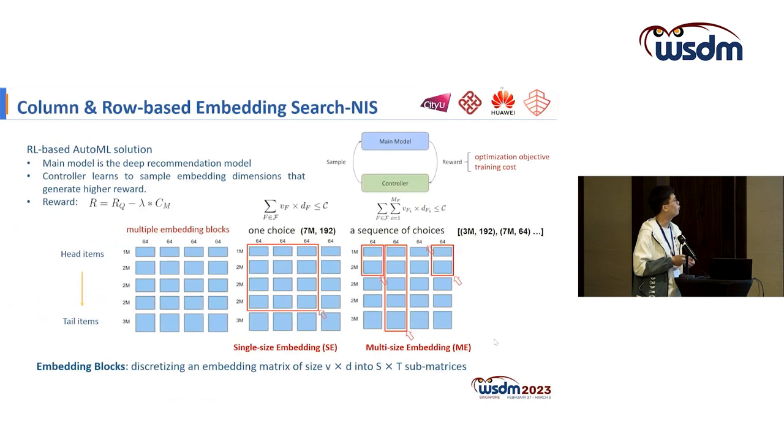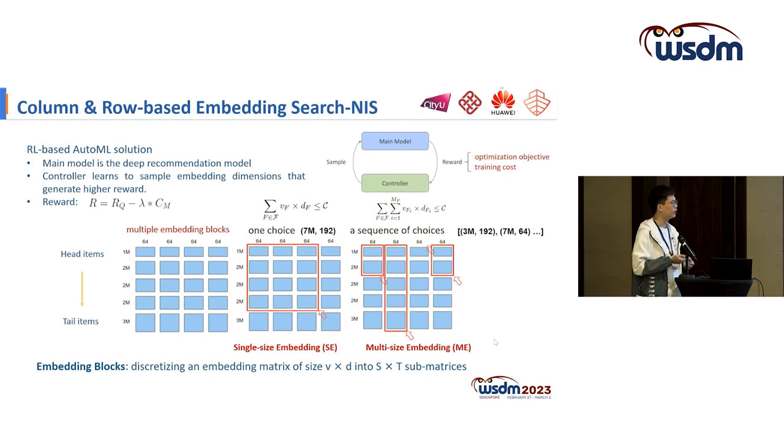NIS is an RL-based solution. It first divides the original embedding table into several embedding blocks, and it has two modes. The first is the single-site embedding mode, and the second is the multi-site embedding mode. And the controller learns to sample the embedding dimension that can generate a higher reward.